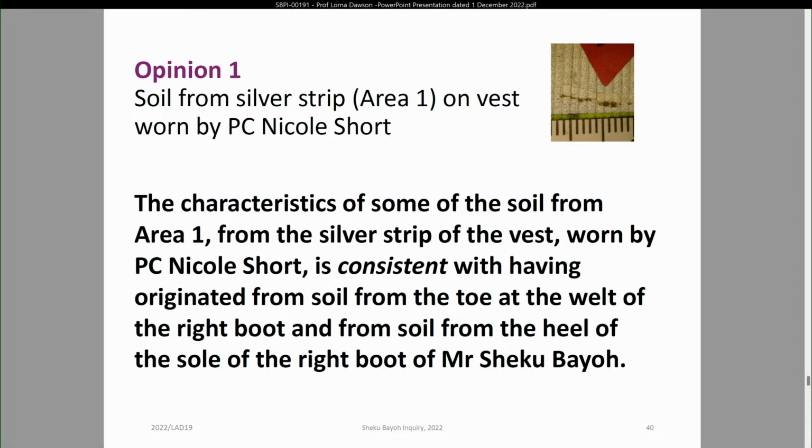So this, first of all, is in relation to Area 1, and the soil from the silver strip on the vest at the very foot of the silver strip on the back of the vest worn by PC Nicole Short. The characteristics of some of the soil from Area 1 from the silver strip of the vest worn by PC Nicole Short is consistent with having originated from soil from the toe at the welt of the right boot and from the soil from the heel of the sole of the right boot of Mr. Sheku Bayo.